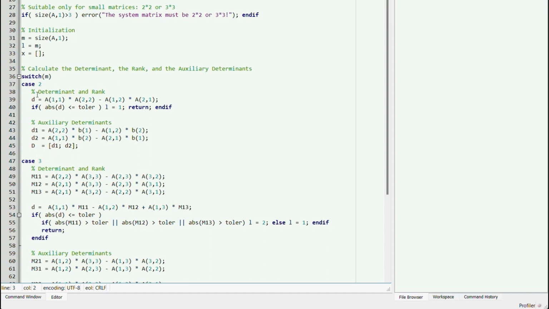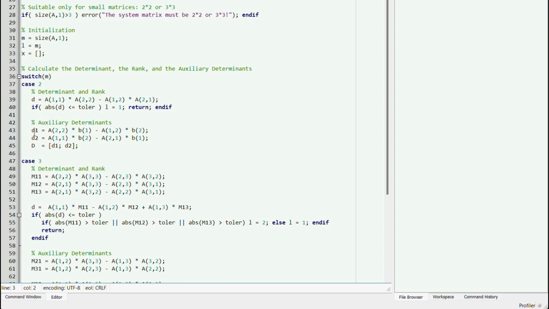In case 2, we have a 2 by 2 matrix. We calculate its determinant, the formula of the determinant is very simple. And then we check whether it is equal to 0 or not. If its absolute value is less than the tolerance, then the rank equals 1, and we return. We do not have to calculate. There is no solution. The determinant is close to 0, the matrix is singular, we return.